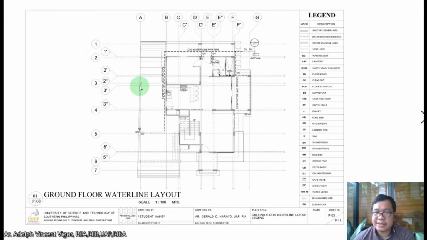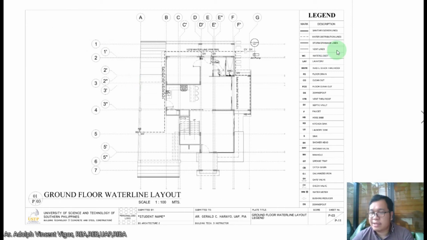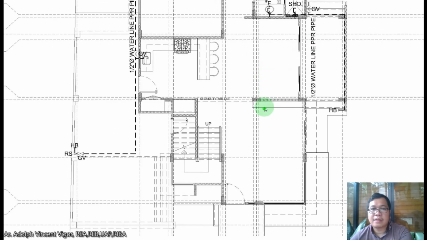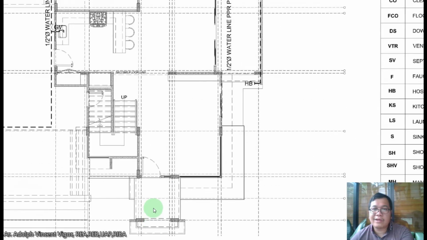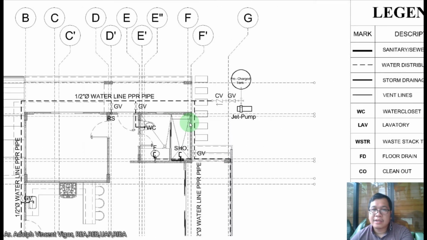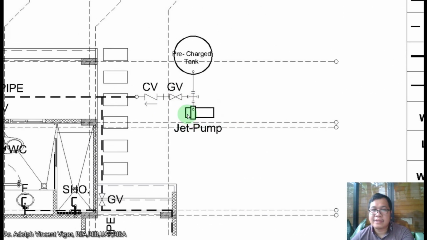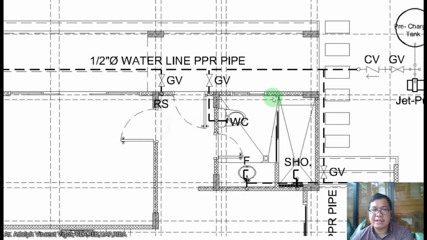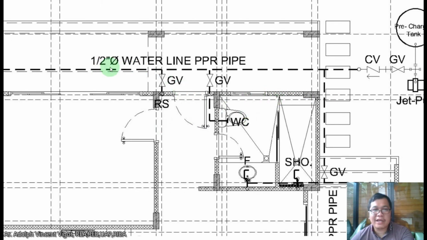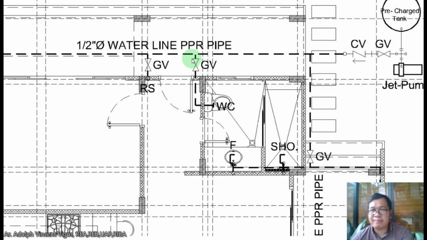Okay, P3. Now let's discuss the water line, how it was drawn. So the same thing, you can find the legend on the right side. This is the ground floor water line layout. So this is the GV or gate valve. This is the check valve. Then this is the 1/2 diameter water line, PPR pipe. So it's just a broken straight line.